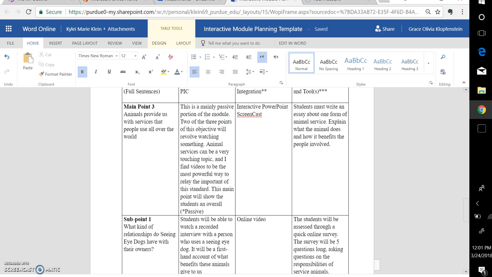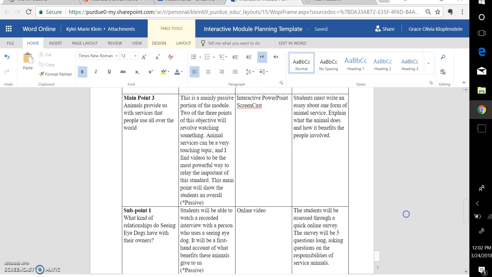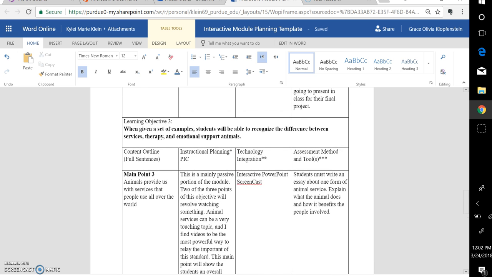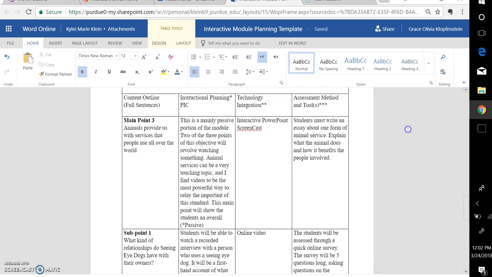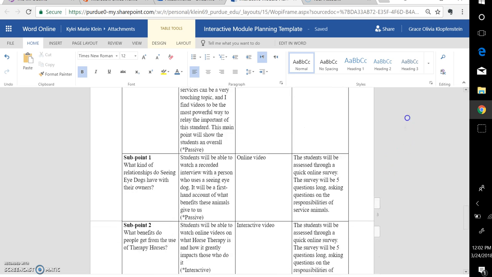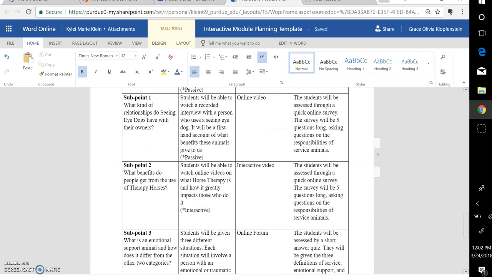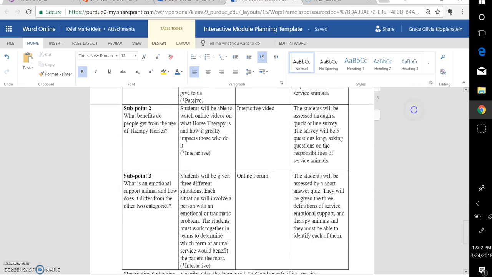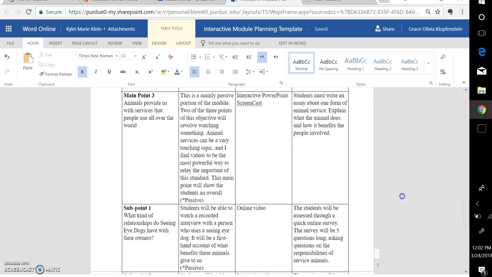So animal services can be a very touchy topic, and I found that videos are the most powerful way to relay the importance of this standard. This main point will be able to show the students overall what the different subjects are, such as services, therapy, and emotional support. This first main point is passive, as is the first subpoint, and that's it, just 2 of them. And then the last 2 are going to be interactive.